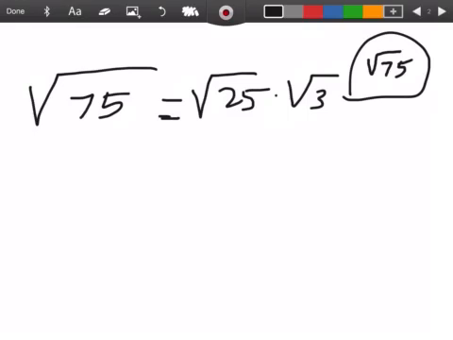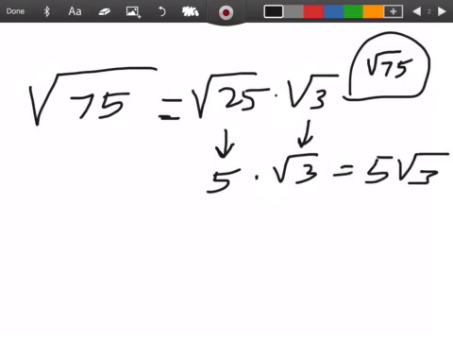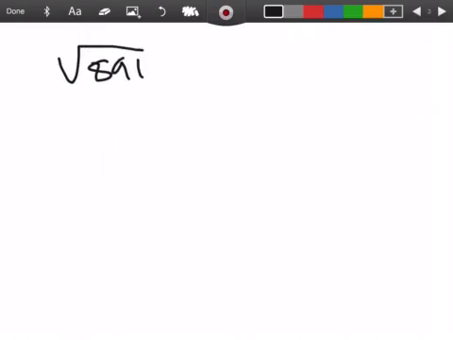And so then we have to simplify it. We know the square root of 25 equals 5, but the other one still equals square root of 3. We're multiplying it, so now we will have 5 square root 3. That's exactly how we say it: the number, square root, and the other number.